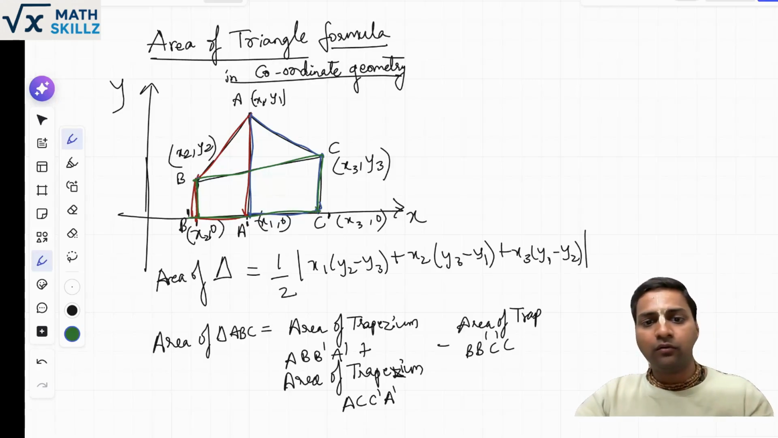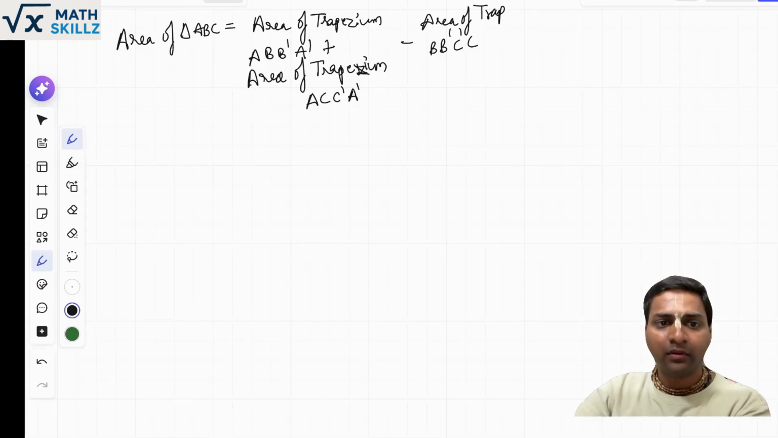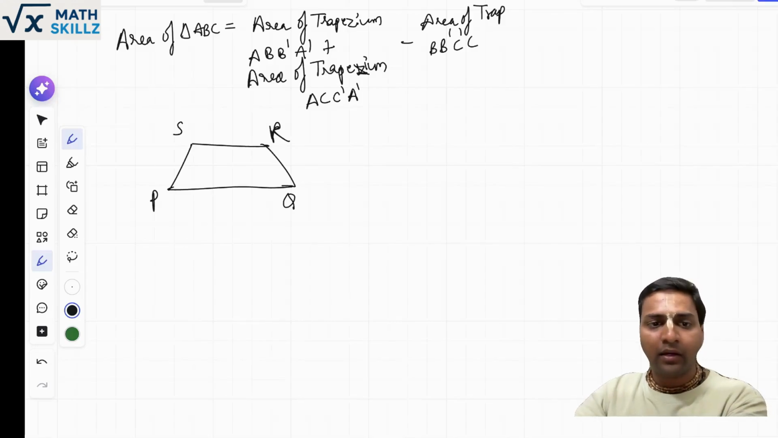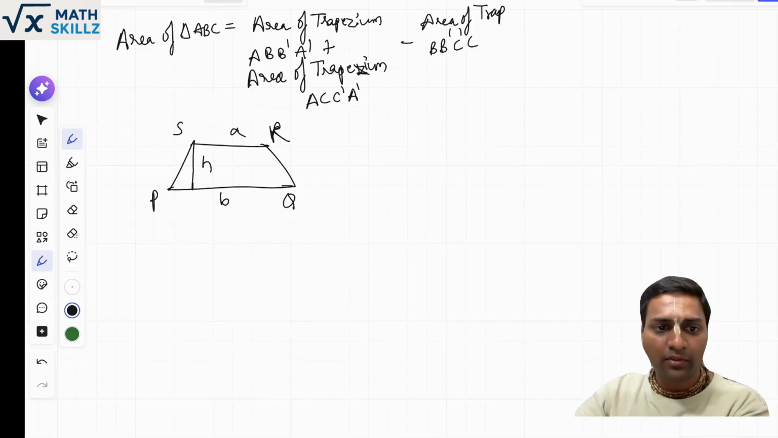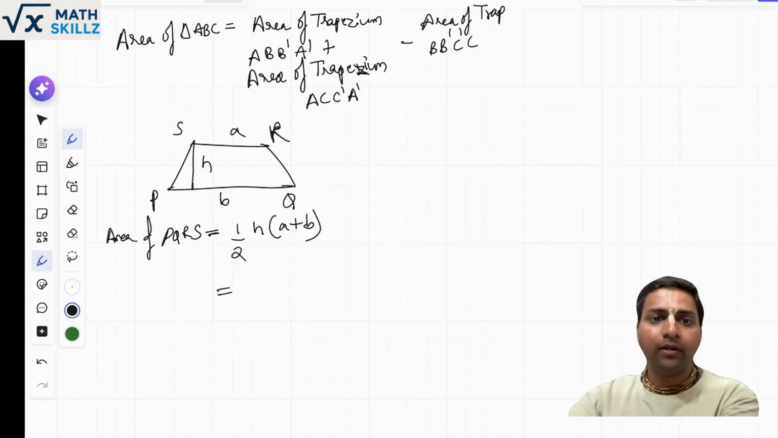Now we know the area of the trapezium formula. If I take a random trapezium PQRS, where the parallel sides are A and B and the height is H, then the area of this trapezium PQRS will be half into height into (A plus B). This is the area of the trapezium. So using this formula we can now evaluate this.